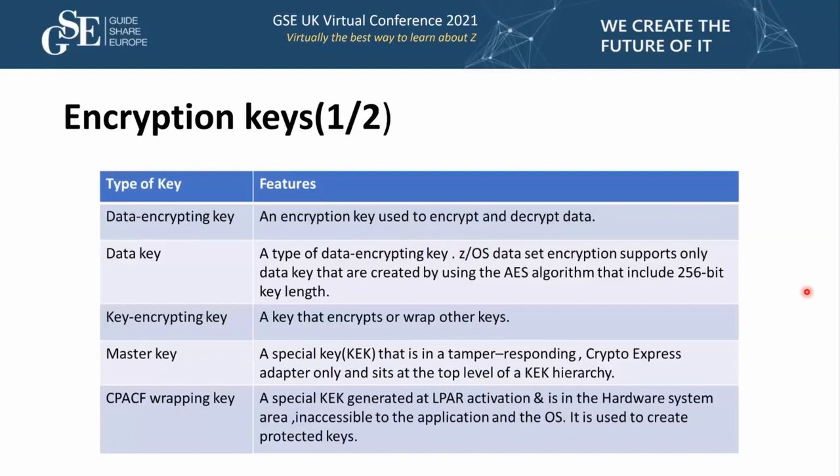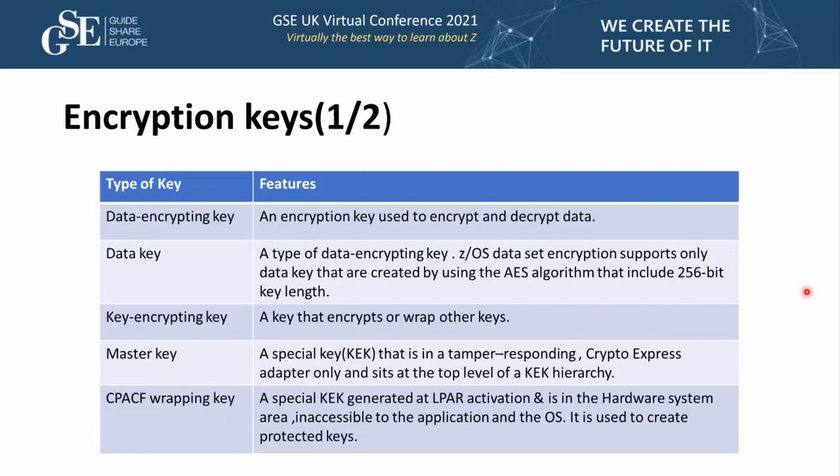Encryption keys. z/OS dataset encryption processing uses different types of encryption keys. I'm going to quickly summarize all of them. Data encrypting key is used to encrypt and decrypt data. Data key, a type of data encrypting key, is the only key type z/OS dataset encryption supports, and it is created by using the AES algorithm that includes a 256-bit key length.